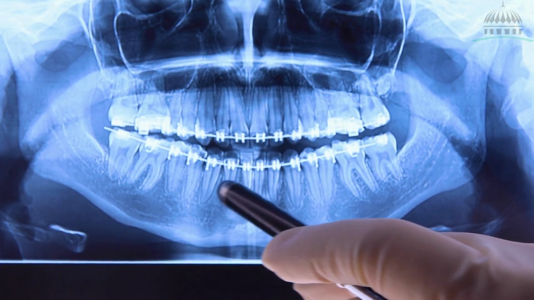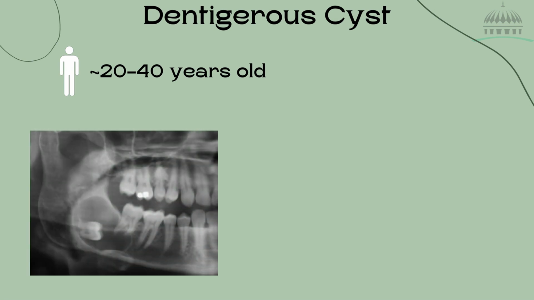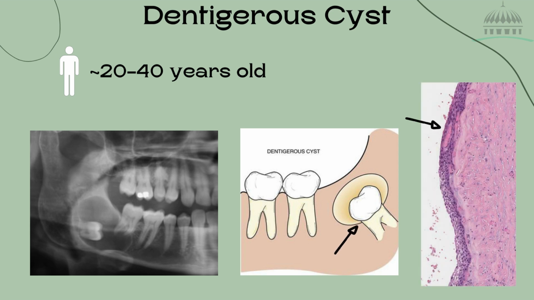Another example of a cyst that has a distinct, well-defined radiolucency is the dentigerous cyst. Occurring in the 2nd and 3rd decades of life with a higher male prevalence, it is associated with crowns of unerupted teeth, most commonly third molars. The cyst is attached to the cemento-enamel junction and is lined with non-keratinized, stratified squamous epithelium with no palisaded basal cells.